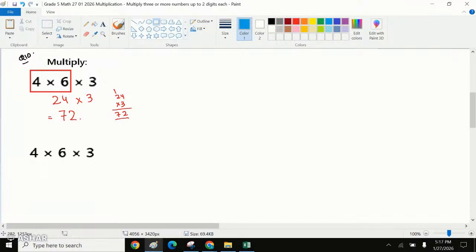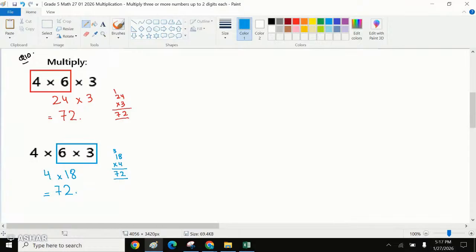Similarly, if we try to multiply from this side, 6 multiplied by 3 is 18. And once we multiply 18 by 4, 8 times 4 is 32. 4 times 1 is 4 plus 3 is 7. So irrespective of how we multiply the numbers, the answer would always be the same. Okay? The answer does not change.